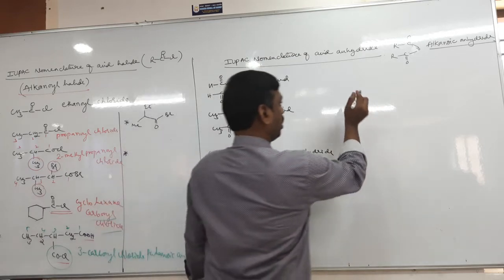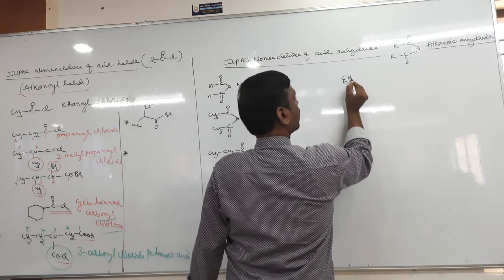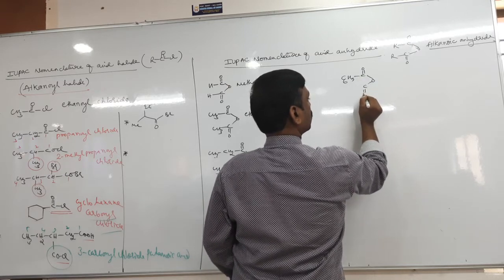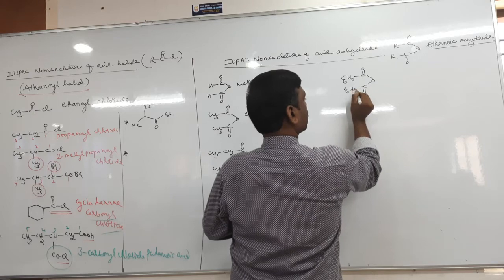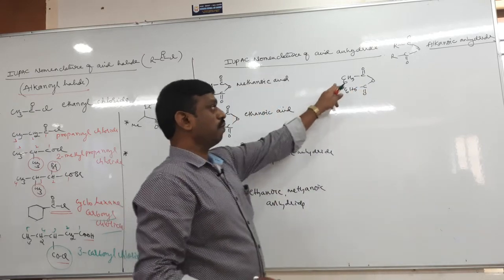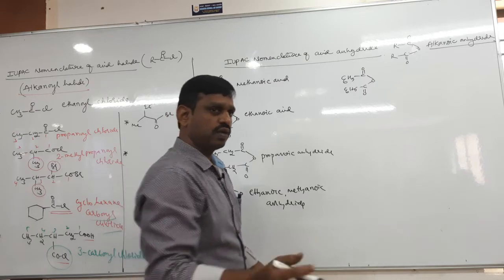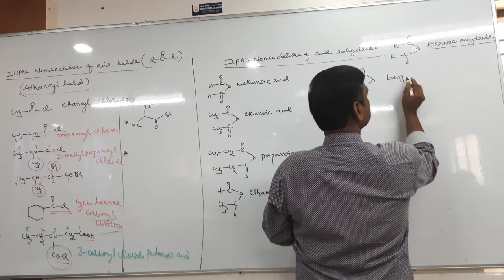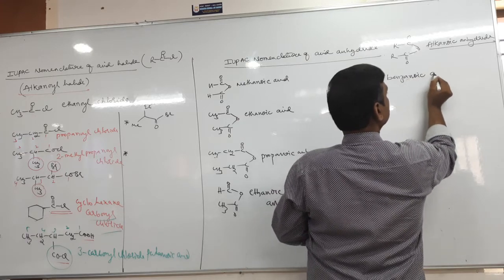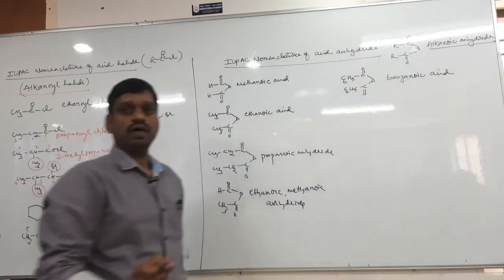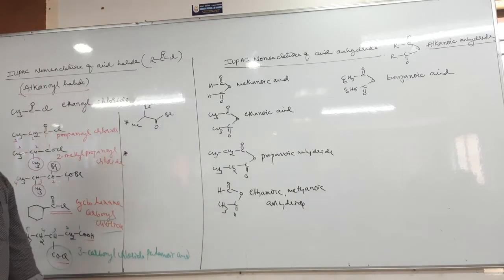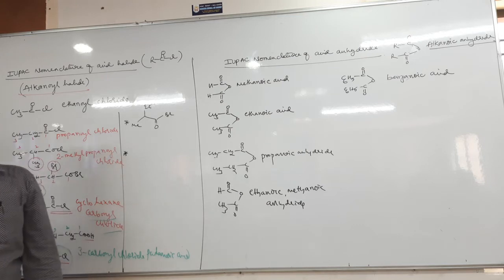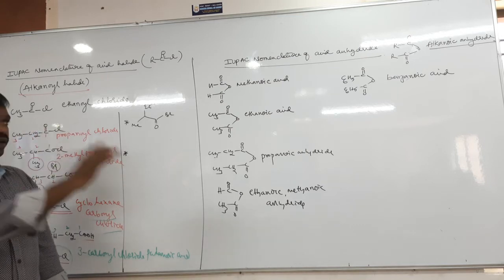For example, if there is a benzene ring, C6H5 C double bond O, tell me, it is benzenoic anhydride. Okay, so these are the IUPAC names of the acids and their derivatives.